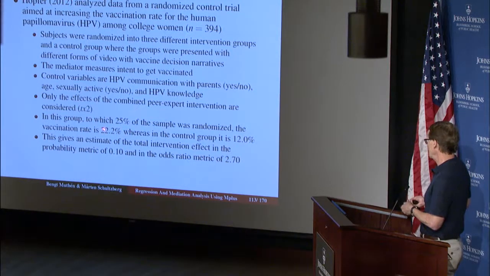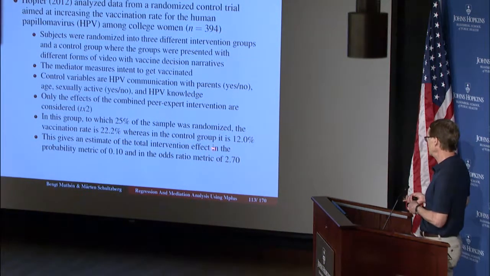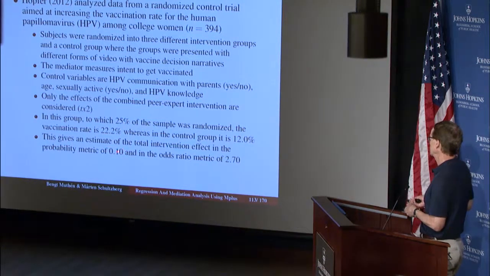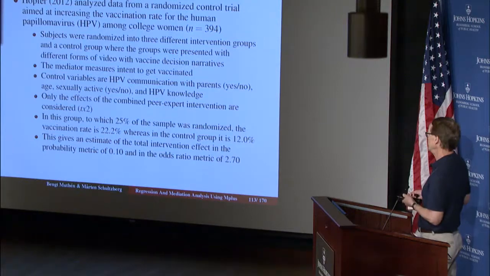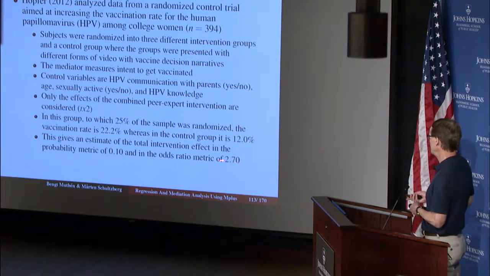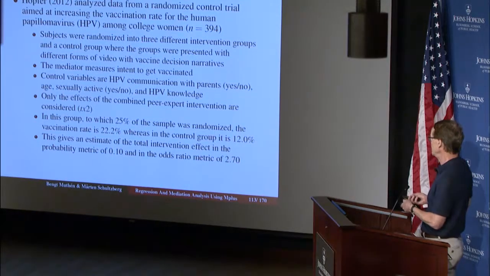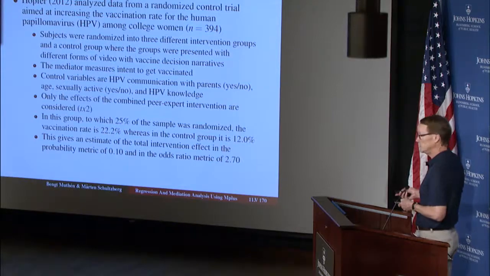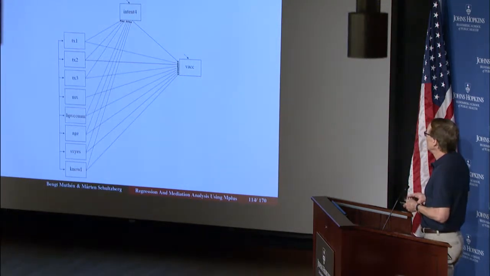And here we talk about the total intervention effect. In the probability metric, it's 0.10. That's an increase in the vaccination rate. And then the odds ratio metric is 2.70. So now we want to divide up this total sample estimated total intervention effect into direct and indirect effect.